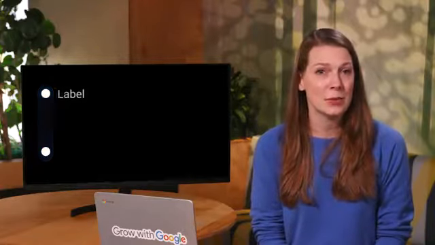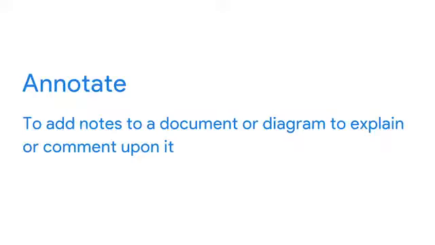Hi, great to have you back. Coming up, we'll learn how to customize the look and feel of our plots using the label and annotate functions. In everyday language, to annotate means to add notes to a document or diagram to explain or comment upon it. In ggplot2, adding annotations to your plot can help explain the plot's purpose or highlight important data.